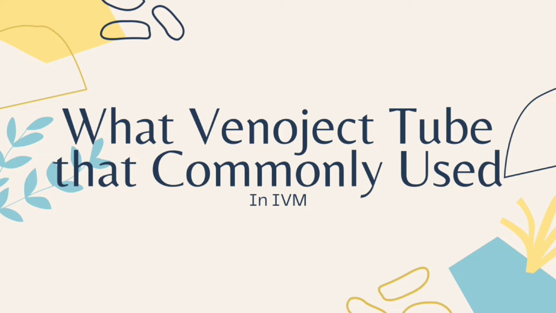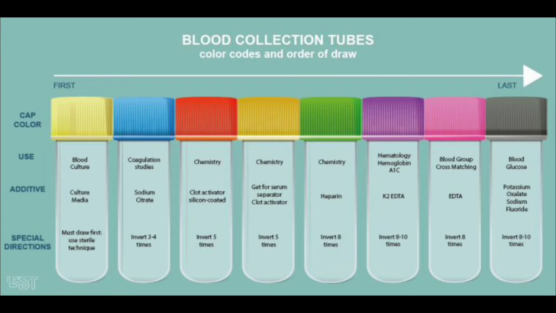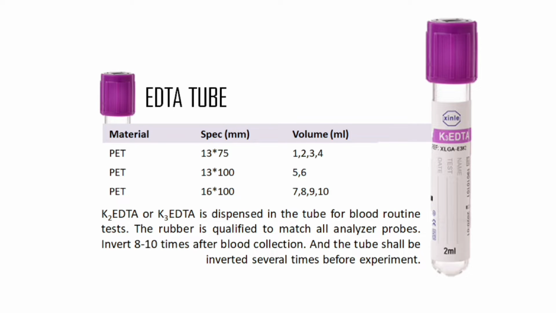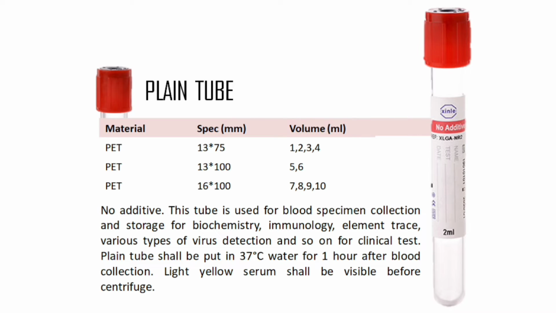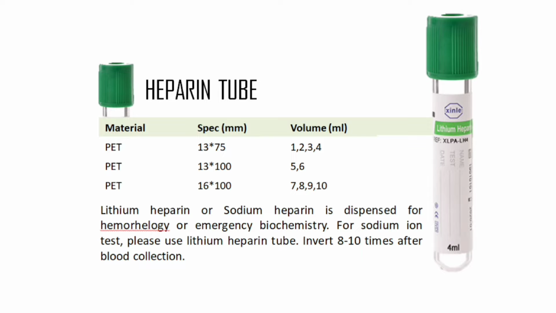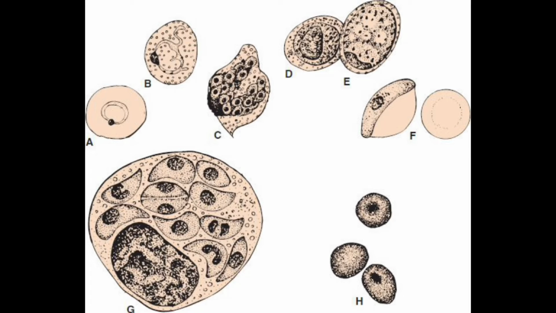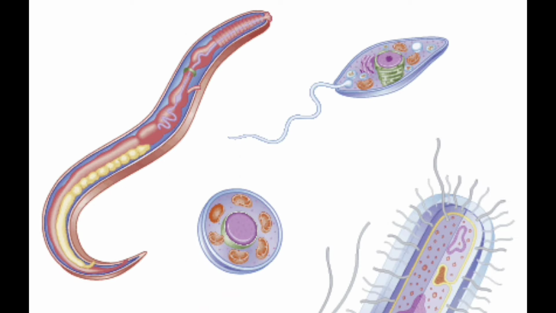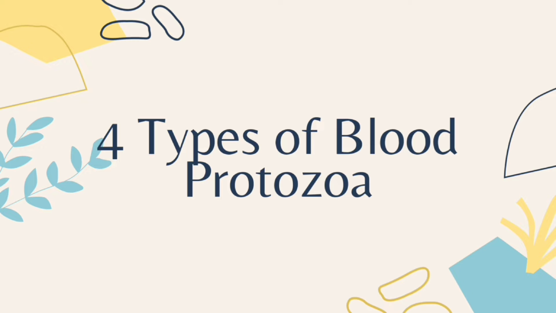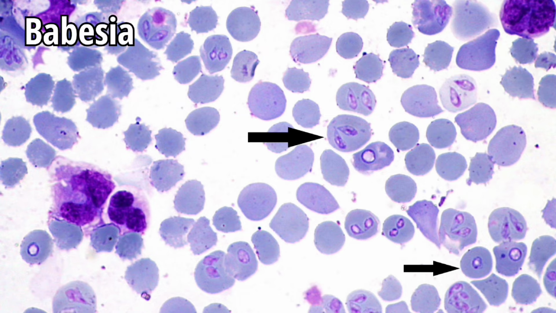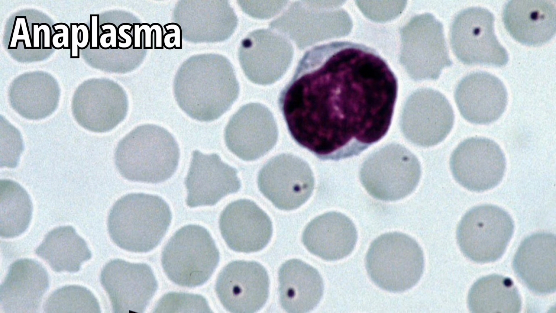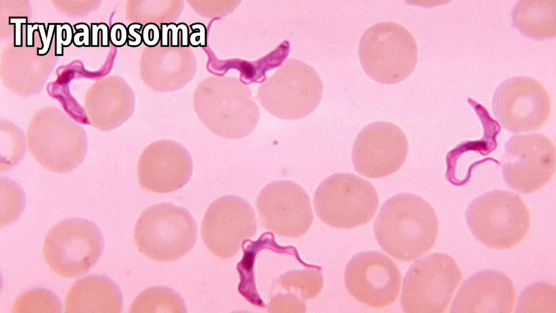In IVM, we commonly use 3 types of Venoject tubes: EDTA, the purple one, plain tube, the red one, and heparin tube, the green one. Blood samples are used for analyzing blood protozoa. There are 4 types of blood protozoa, which are Babesia, Anaplasma, Trypanosoma, and Theileria.